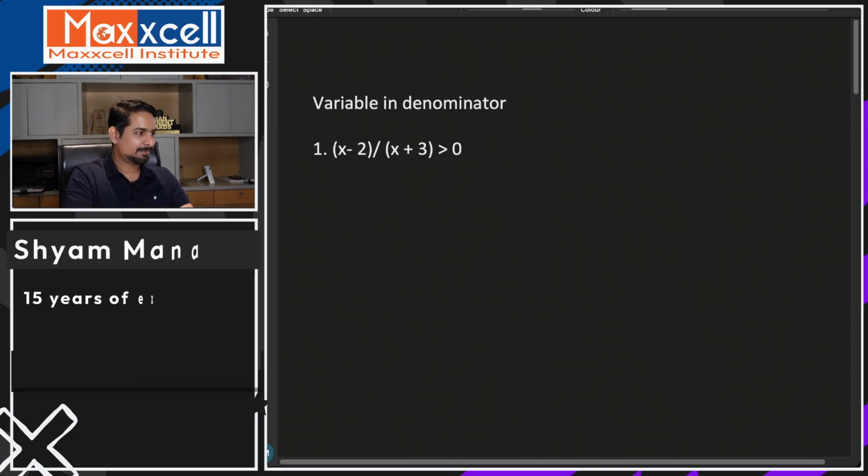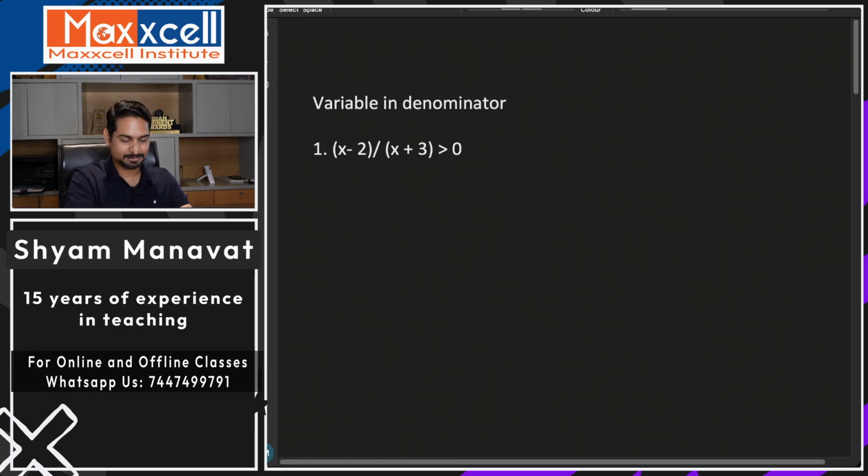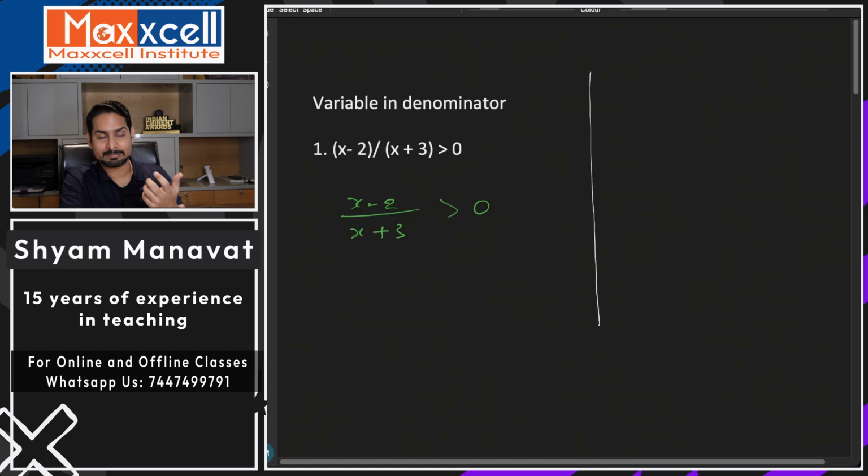Well, so here I have a question for you. This is (x minus 2) by (x plus 3) greater than 0. So how do you solve this inequality? How do you solve this? Well, what is the difference if I have variable in the denominators? How does it affect? Understand this.